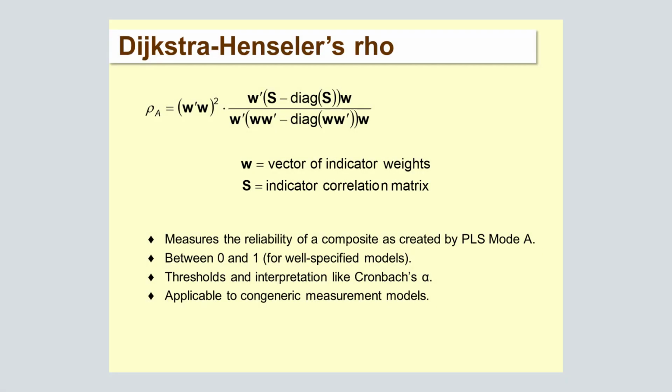Whereas Cronbach's alpha and Jöreskog's rho quantify the reliability of sum scores, rho A measures the reliability of a composite as created by PLS. If the model is well specified, rho A will lie between 0 and 1. The thresholds and interpretation are the same as Cronbach's alpha, and it's applicable to congeneric measurement models.